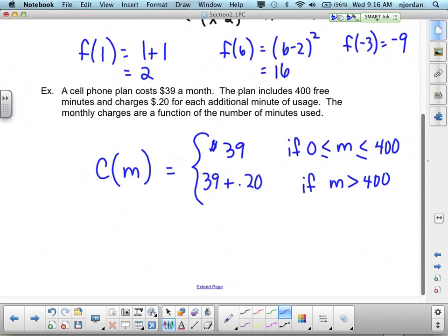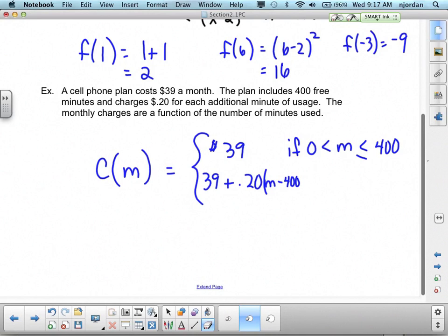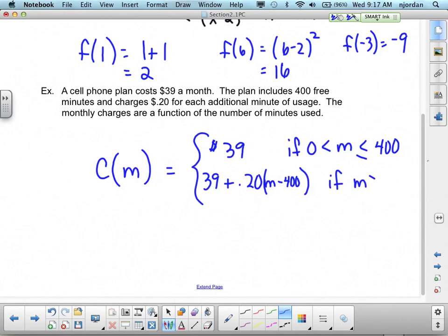So am I going to write 20 cents times M? No, because I would be being charged 20 cents times the 400 minutes on top of the extra minutes above 400. So what we need to do here is rewrite this as my minutes minus 400. Let me erase that. I'm squeezing this in here. Okay? And that's what we're going to do if my minutes are above 400.